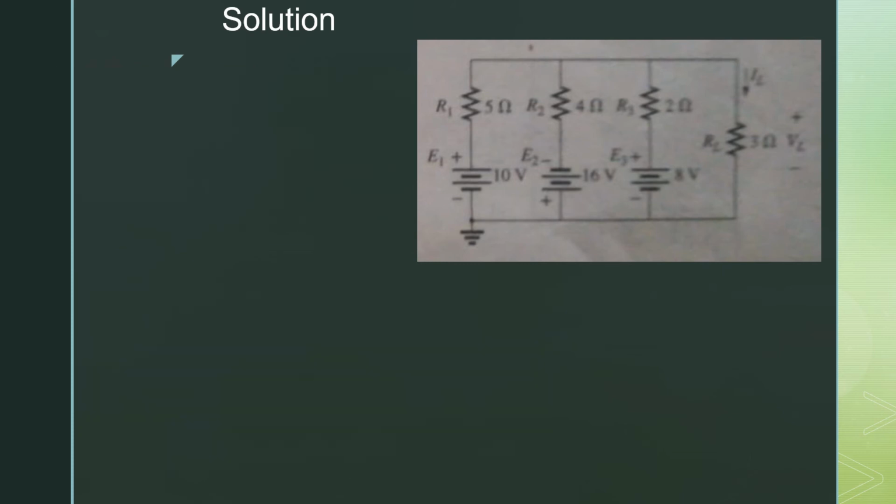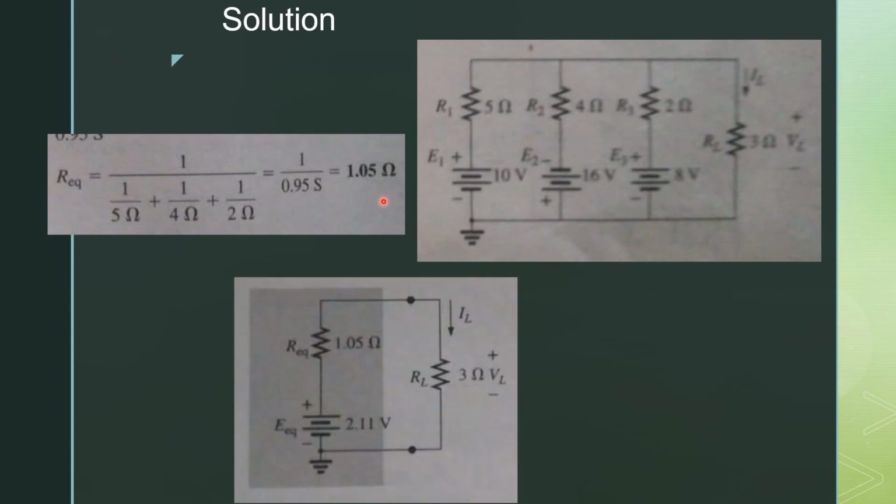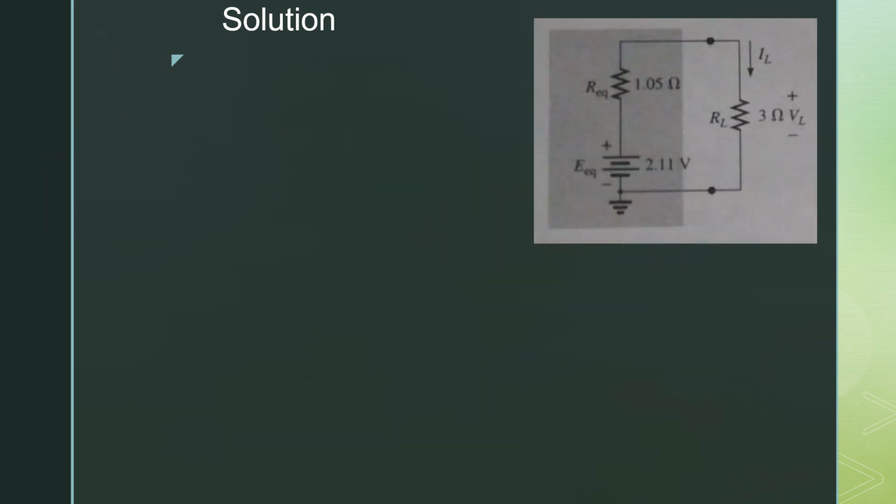Now, in the second step, we have to find the value of R equivalent from R1, R2 and R3. R equivalent is equal to 1 divided by 1 by R1 plus 1 by R2 plus 1 by R3. This is basically the relation for resistors in parallel. So when you substitute the values, we get R equivalent equal to 1.05 ohms. Now we have the value of E equivalent and the value of R equivalent. Now we can find the values of VL and IL through RL. You can see from the figure that this is a simple series circuit.